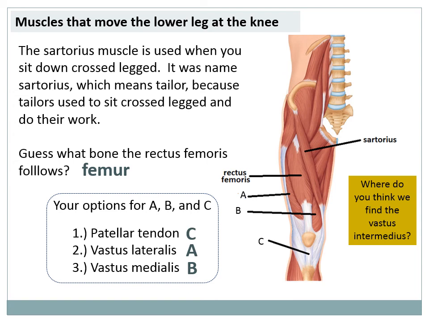We also have a muscle called the vastus intermedius. Okay, so we have a vastus lateralis, a vastus medialis, and we have a vastus intermedius. Where are we going to find the vastus intermedius? Yeah, it's going to be right in between our vastus lateralis and our vastus medialis, and it's actually going to be underneath the rectus femoris. So if we peel back the rectus femoris, underneath that we would find the vastus intermedius.